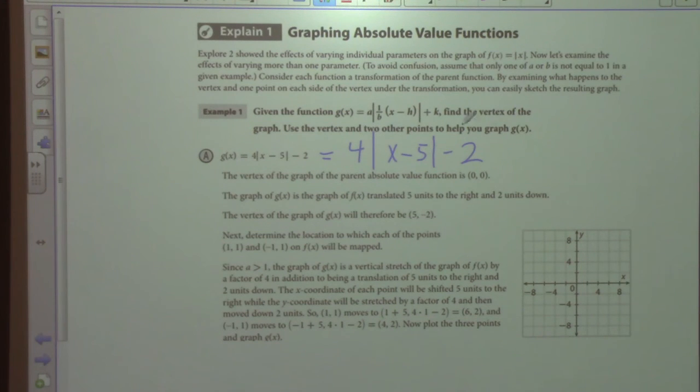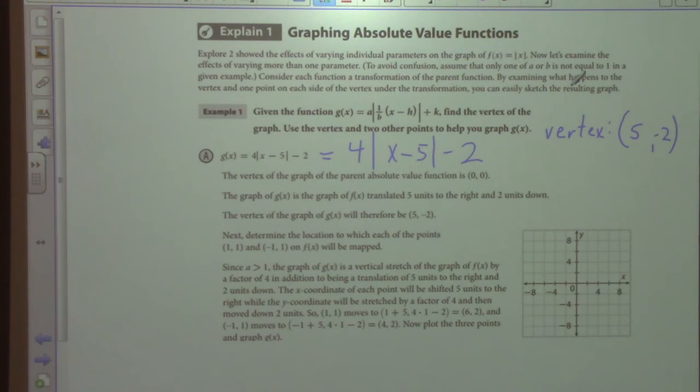Okay, so we look for a vertex in this thing. So what is our vertex going to be for this? The vertex is going to be 5, comma, -2. Yep. Okay, why is that?